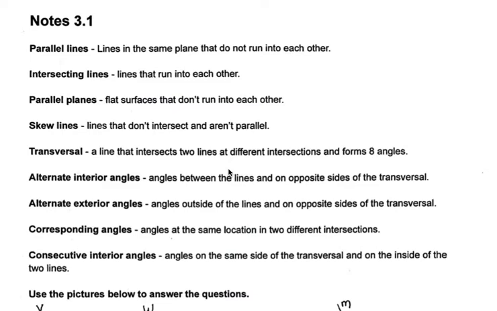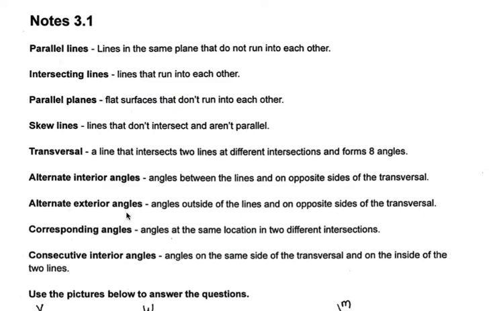That's skew lines. Transversal, what we're going to have is two lines that are going in basically the same direction, and then we'll have another line that crosses through both of those lines and forms 8 angles. That is called a transversal. Now, once we got that transversal with those 8 angles, alternate interior angles are angles that are between the lines and on opposite sides of the transversal. We'll get to that below.